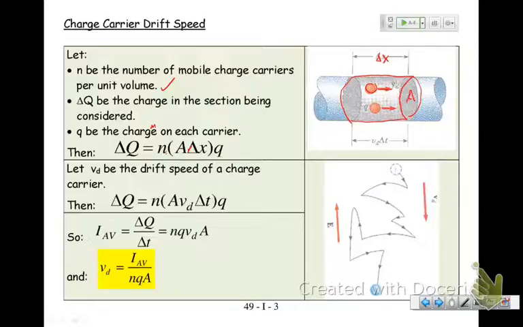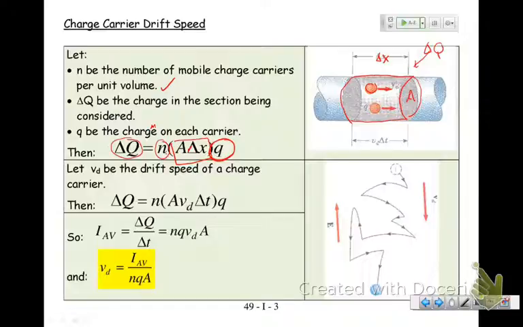Let delta Q be the charge in the section being considered. So this contains an amount of charge delta Q. And we say, well, okay, how do these things relate? The amount of charge in my little section of wire is equal to the number of charge carriers per unit volume times the volume times the charge on a charge carrier. That just makes sense.